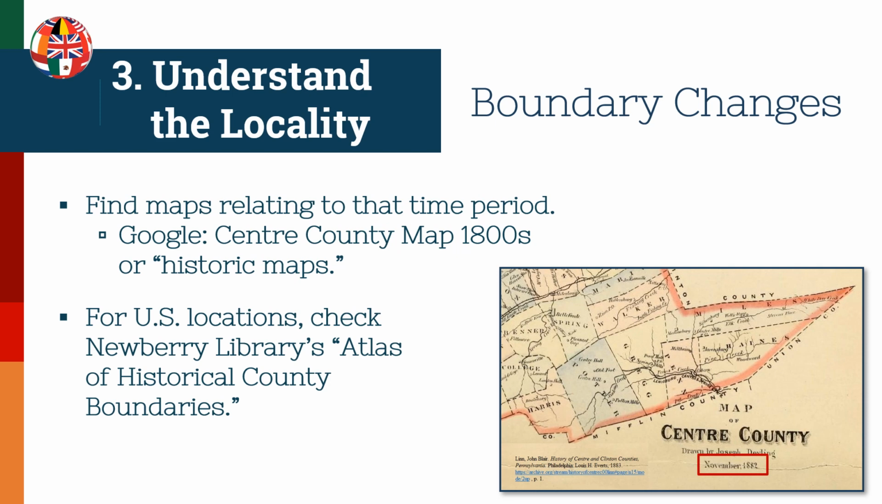Several options to learn more about these boundary changes include finding maps that relate to that time period. This can be done by searching Google, for example, Centre County maps 1800s, or historic maps and the name of the location. For U.S. locations, the Newberry Library's Atlas of Historical County Boundaries can show you the exact boundaries of a county at any given date.